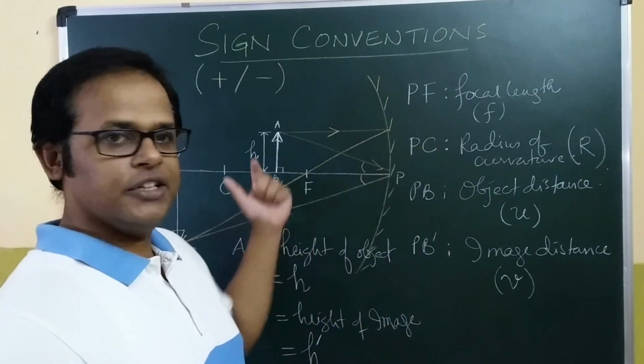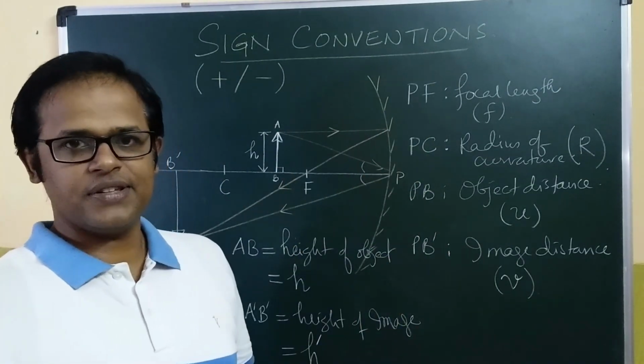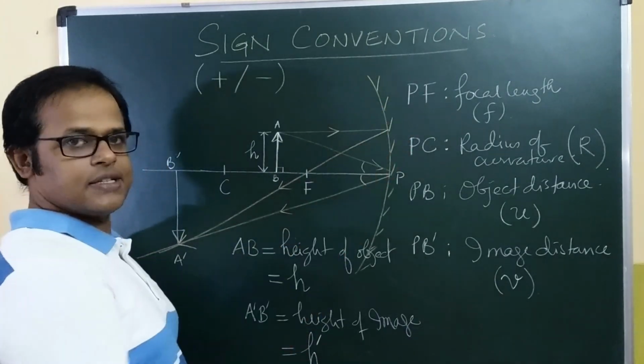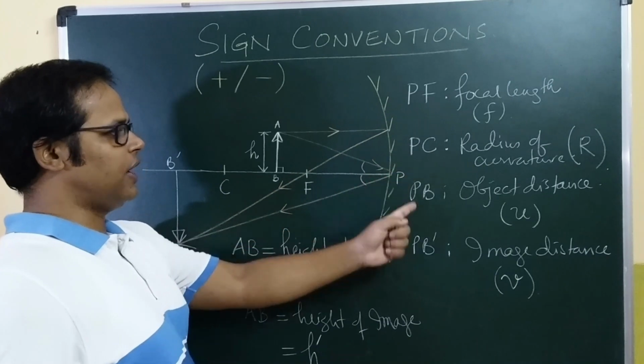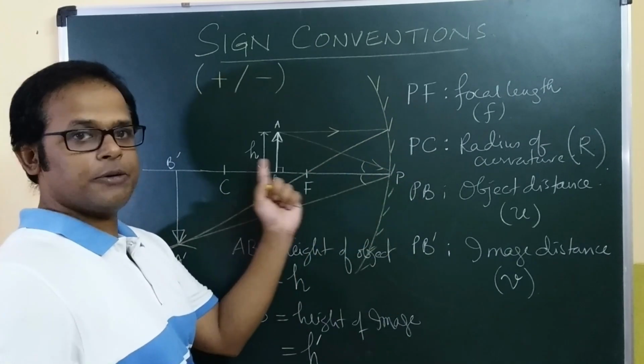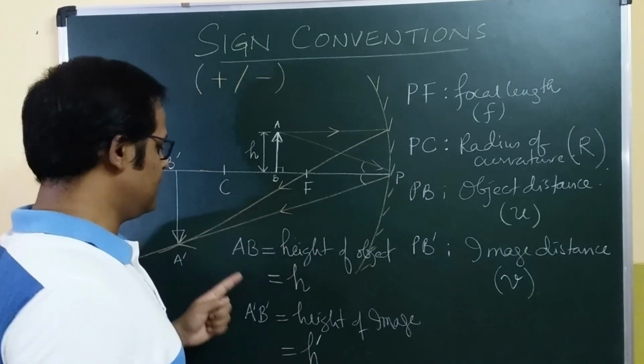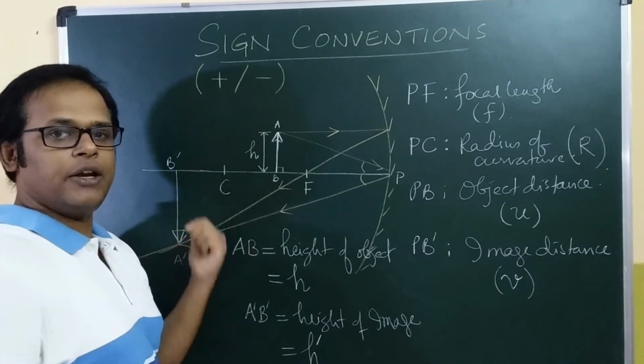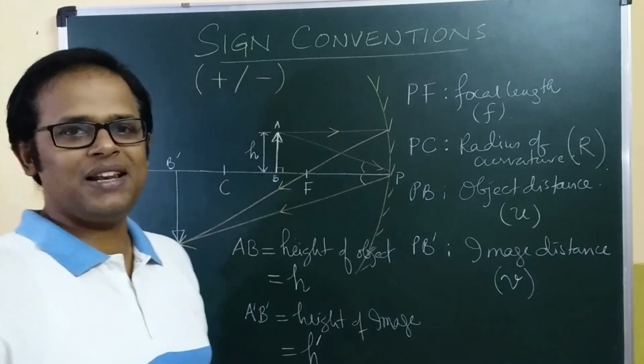Now we get ready to understand the sign conventions. I think everybody has noted it down. You have understood the various distances. These 4, as you can see, all are measured parallel to the principal axis, and these 2 are measured perpendicularly above and perpendicularly below the principal axis.